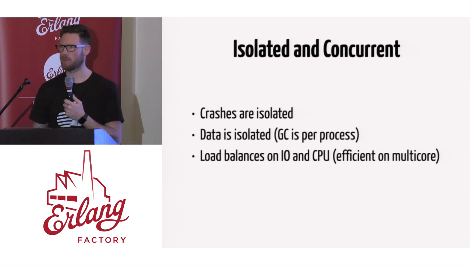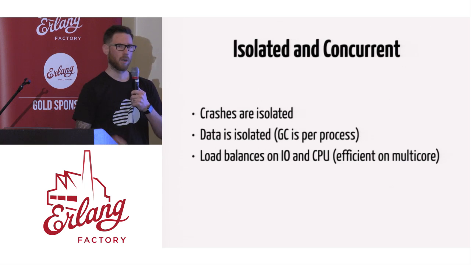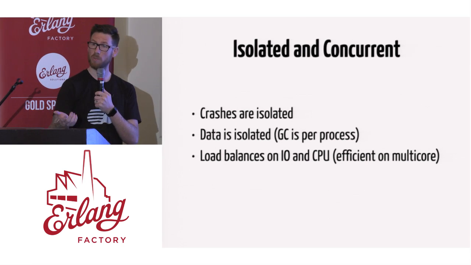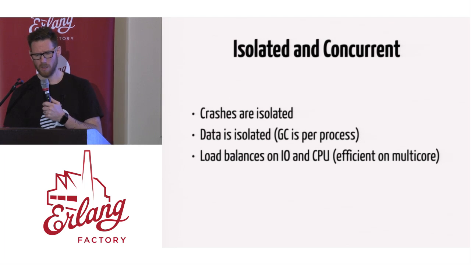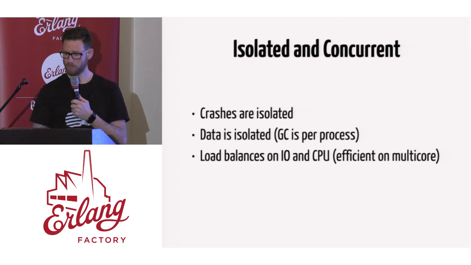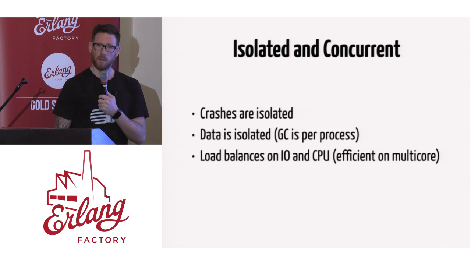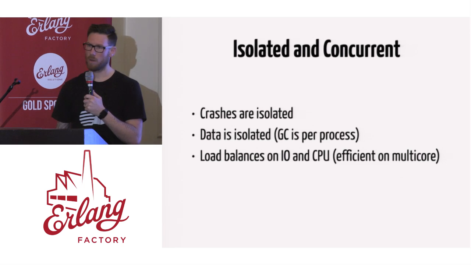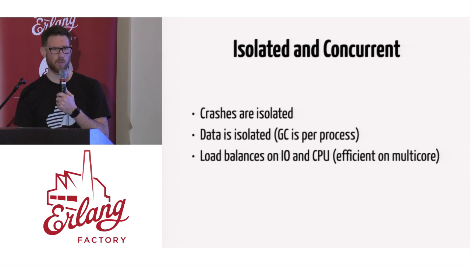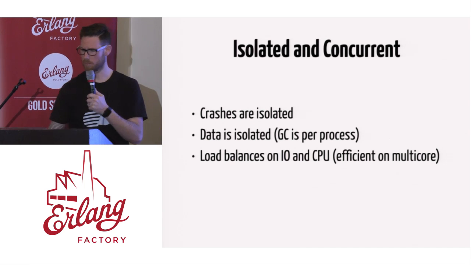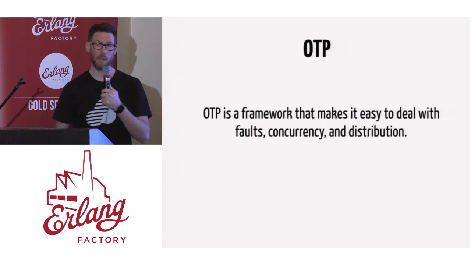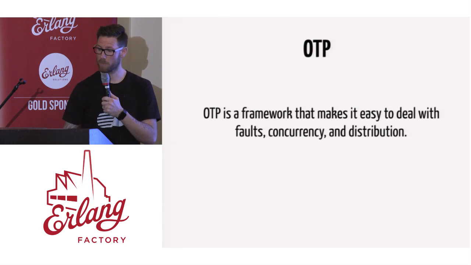Crashes are isolated. They don't take out other processes within the system unless they're supposed to, like when they're linked. Data is isolated in each process, and garbage collection is handled independently. The virtual machine's scheduler takes care of load balancing on I/O and CPU, so you have this efficiency on multi-core systems. And of course, OTP makes all this work really nicely with supervision trees and all that kind of stuff.